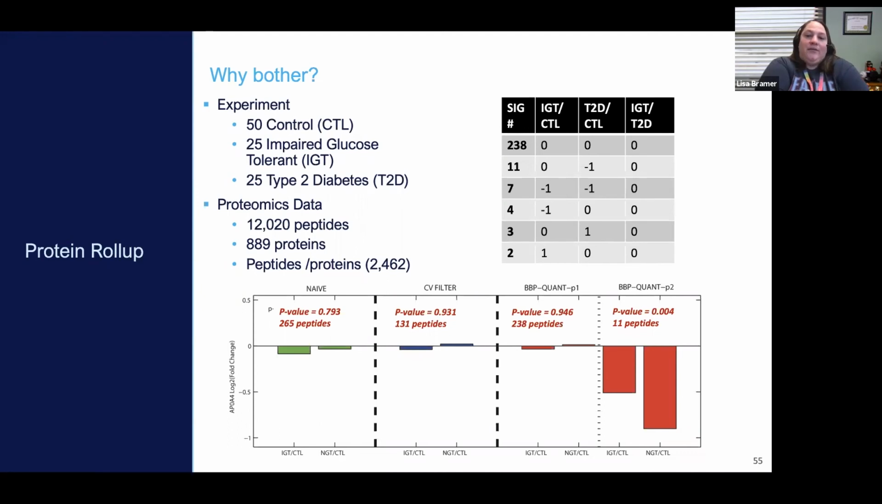So we bother because we know these things can actually happen, and if you don't account for them, your signal can get muted out by the other peptides that might go to a different proteoform. So you may never detect something of interest.